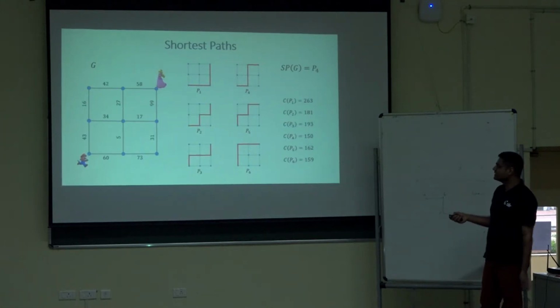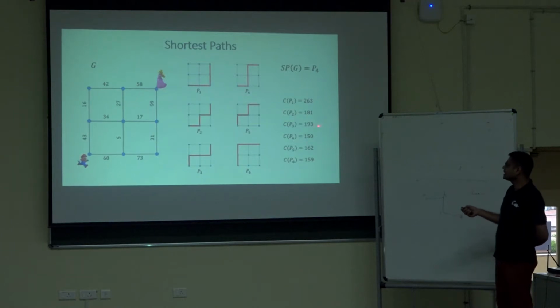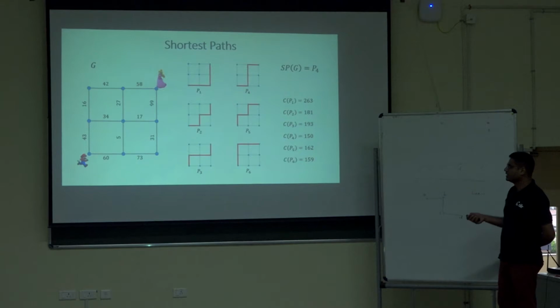Now all these edges have weights, and think of these edges as roads, and these as traffic junctions. So this is the amount of traffic on each road. 60 means there is big traffic, and this means there is very little. He wants to find the best way to get to her. As you can see, the best way is P4. In this case, P4 is the shortest path. And that's it. There's nothing new here. This is just a normal shortest path problem.